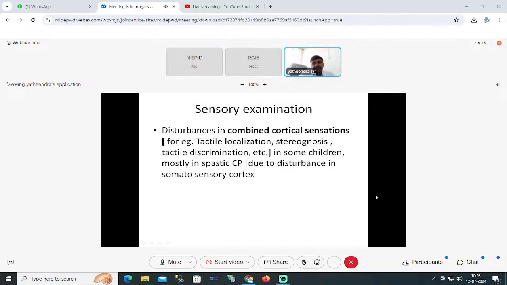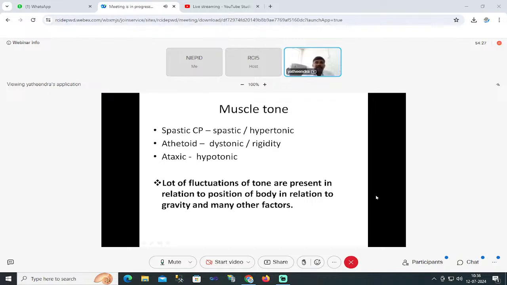Okay, so this is particularly with the somatosensory cortex. When the somatosensory cortex is affected, we can see this type of signs and symptoms. And this is the next important parameter, that is the muscle tone.